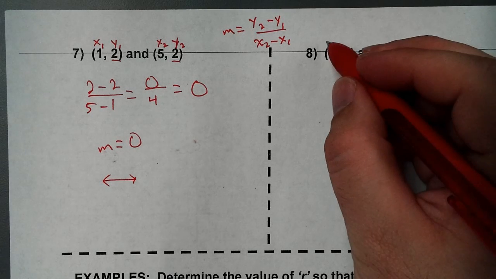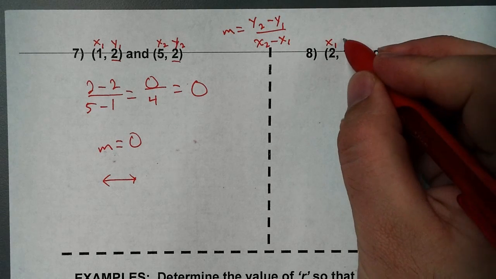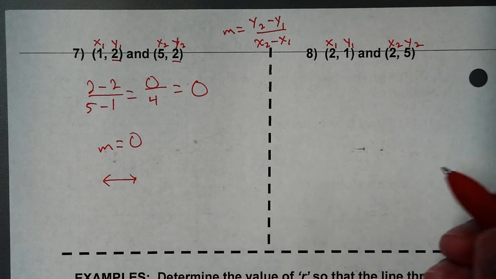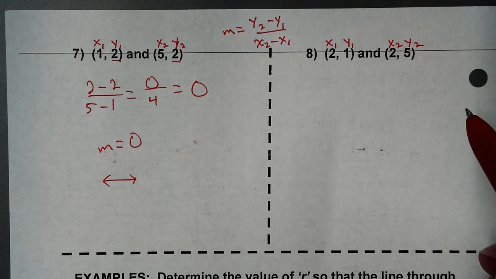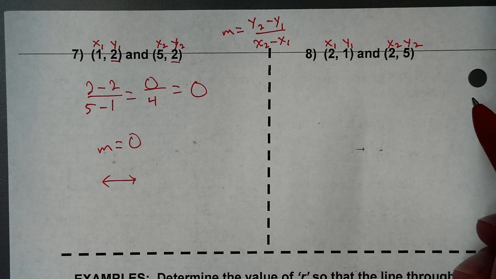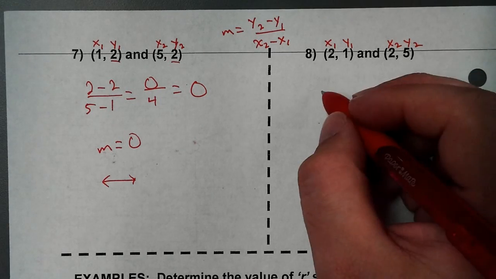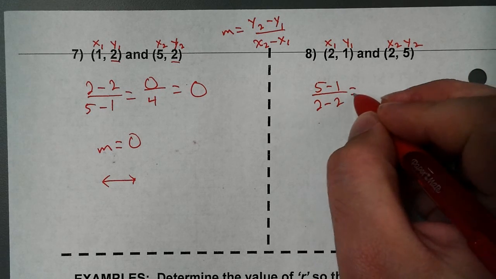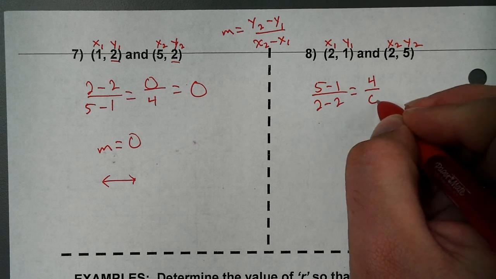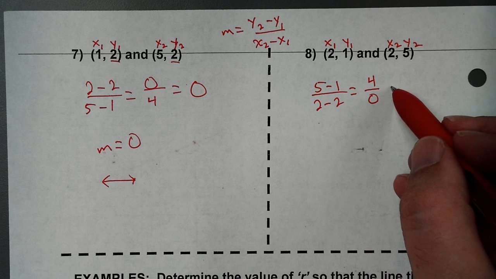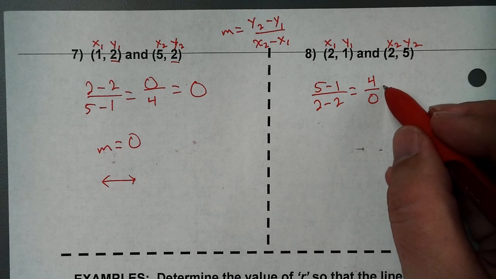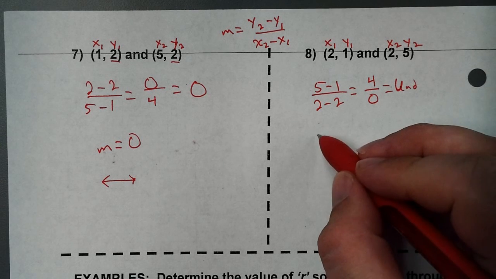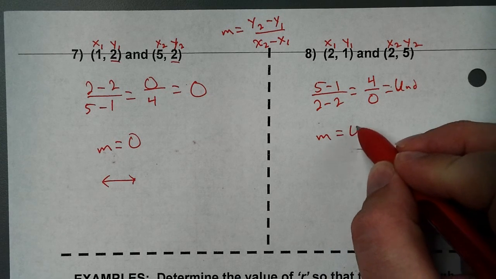Now, on this one, label my points first. x1, y1, x2, y2. Push pause if you haven't done it. If you're ready for the answer, push play. 5 minus 1 over 2 minus 2, which will give me 4 over 0. And remember, when we have 0 on the bottom, it gets a special name. This is going to be undefined. So my slope, m, is undefined.